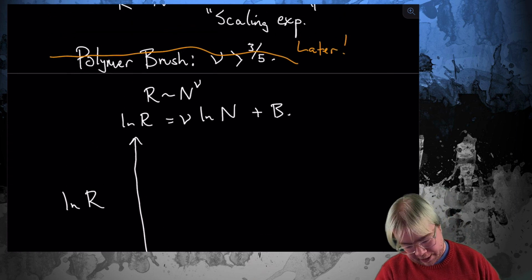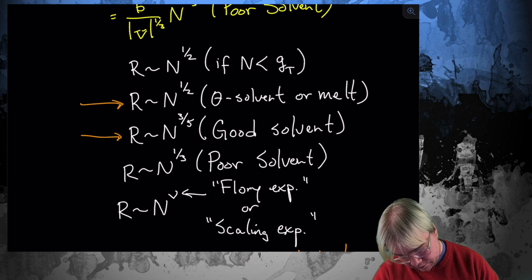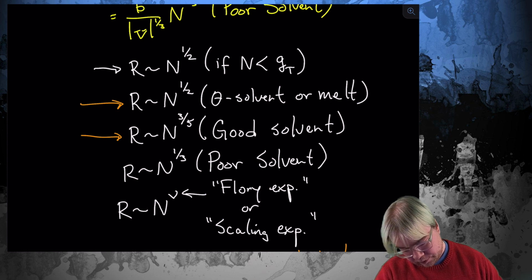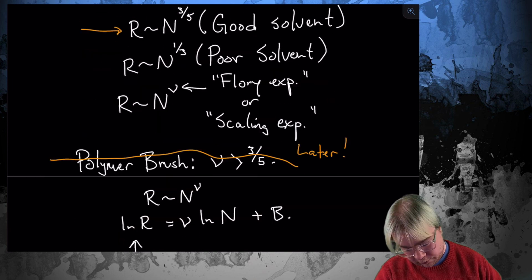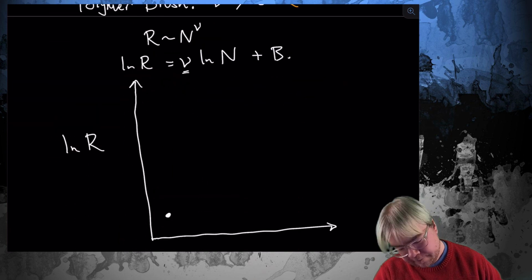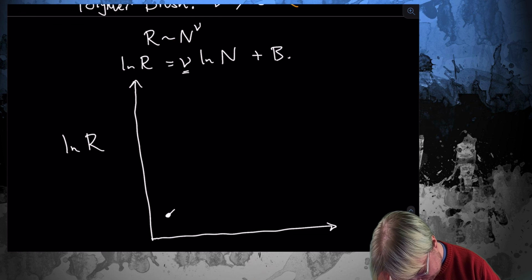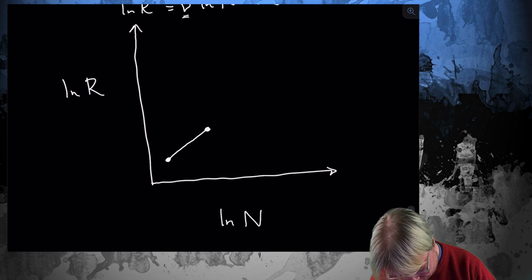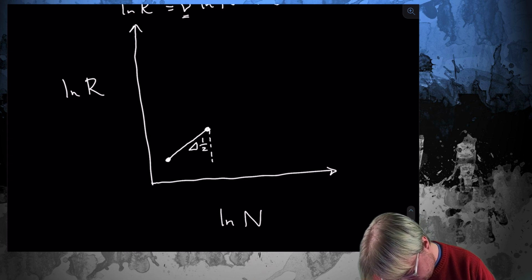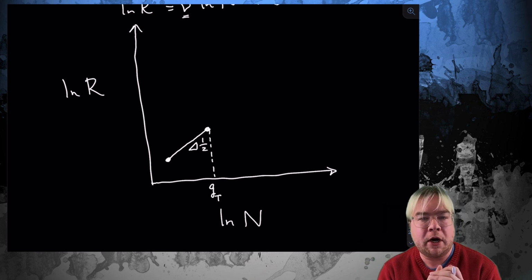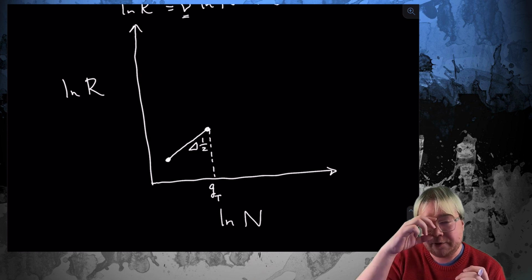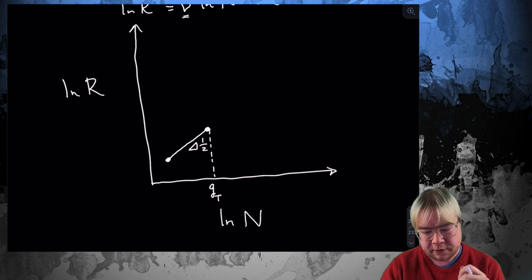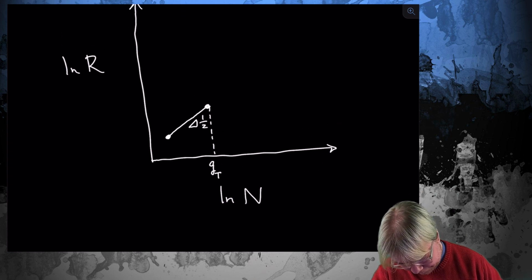Well, let's start plotting it for n. If n is less than GT, then the slope will be what? Well, the slope here will be nu, and nu will be 1/2. So I'll get this, and the slope here will be 1/2, up until the point that I've got GT monomers. GT, I always think of my Mustang GT. Love that car. All right.